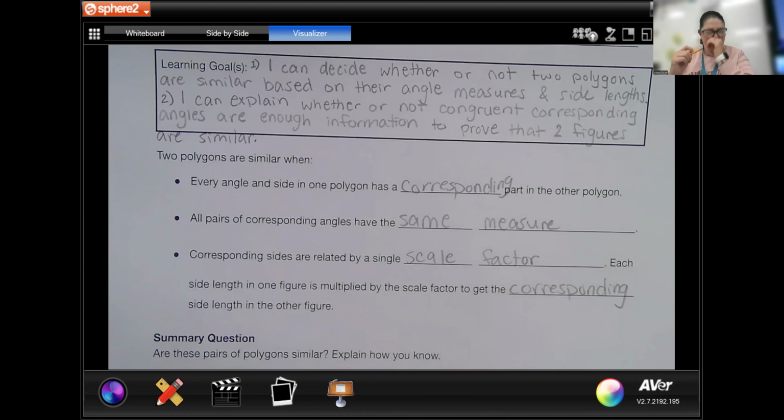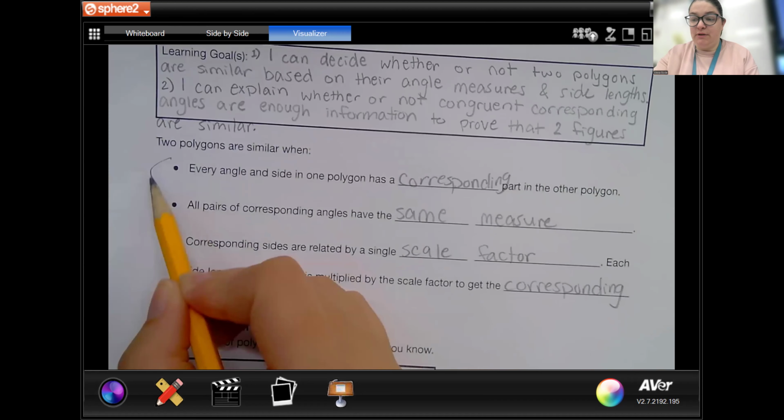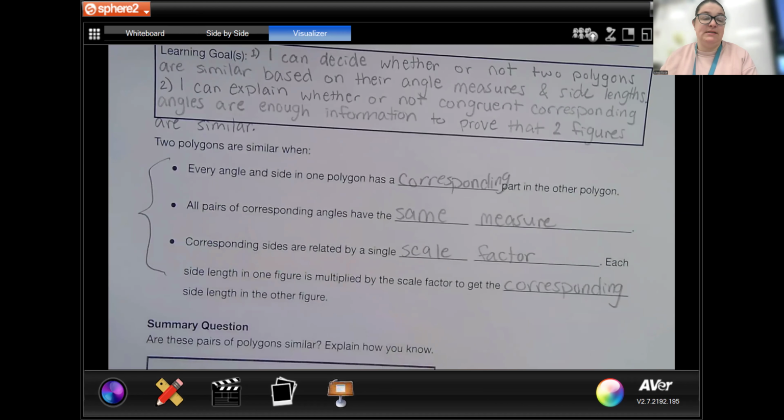Sorry. When you multiply one of the side lengths by the scale factor, that corresponding side on the other shape is going to be the product of the side length times the scale factor, which gives you that other side length. So these are the three big things that you guys need to know to determine if polygons are similar.